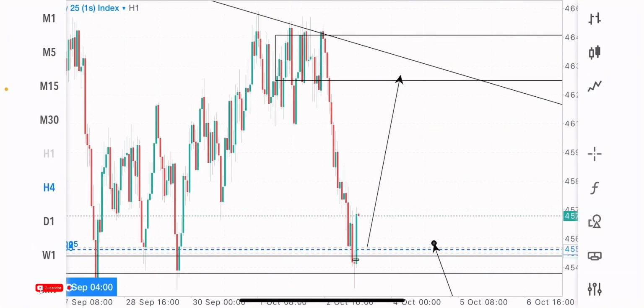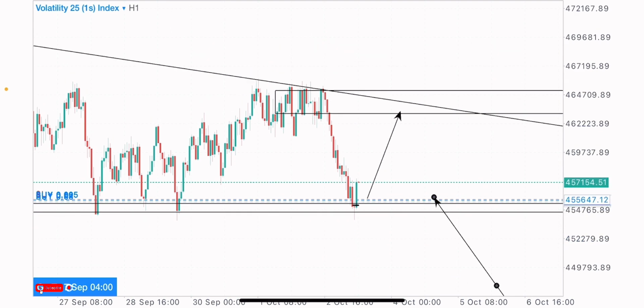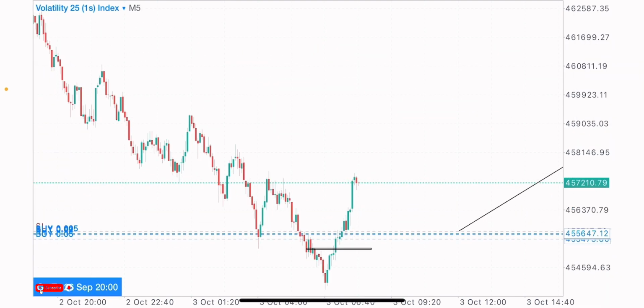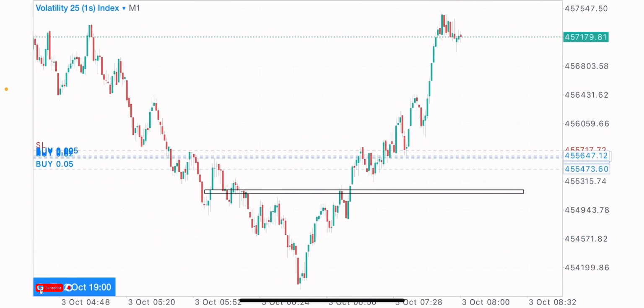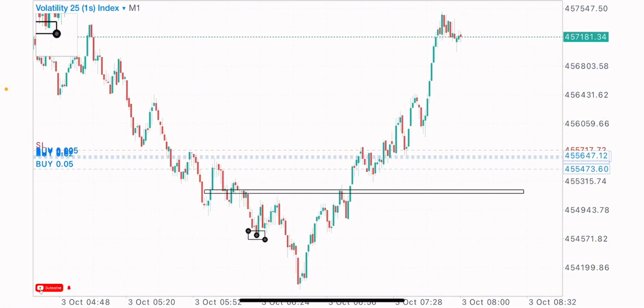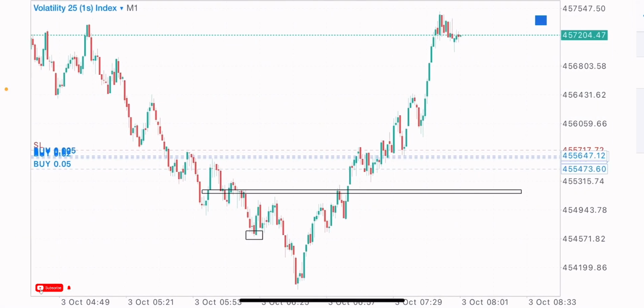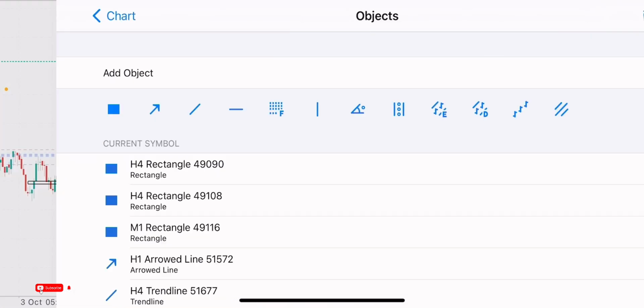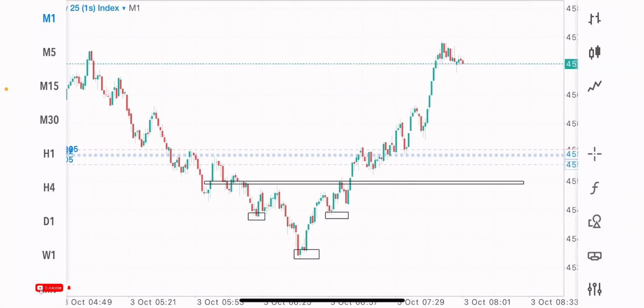So I identified the level on the 1 hour time frame and took my buys with a couple of confirmations on the lower time frame, the 1 minute time frame. Basically, I saw a reversal pattern formation at this zone. We got this reversal pattern, the left shoulder here, the right shoulder at this zone, then the head at this point. This is a bullish reversal pattern. This is an inverted head and shoulders pattern.